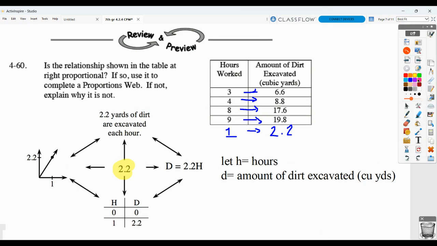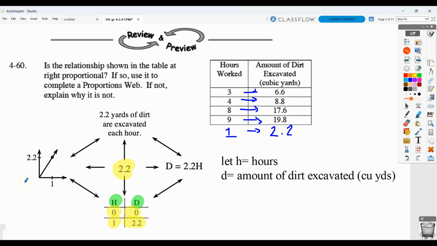Then we want to make a basic table. Now, for your table, they are using H for hours worked, D for amount of dirt excavated, and they've already given us some values in a table. But additional ones that they added to it would be 0, 0, because again, 0 hours worked means you would have excavated 0 cubic yards of dirt. 1 hour worked would have meant that you excavated 2.2 cubic yards of dirt. And then lastly, a graph.